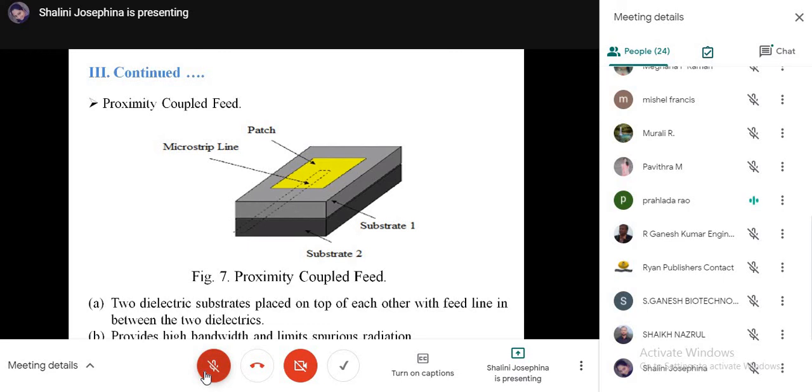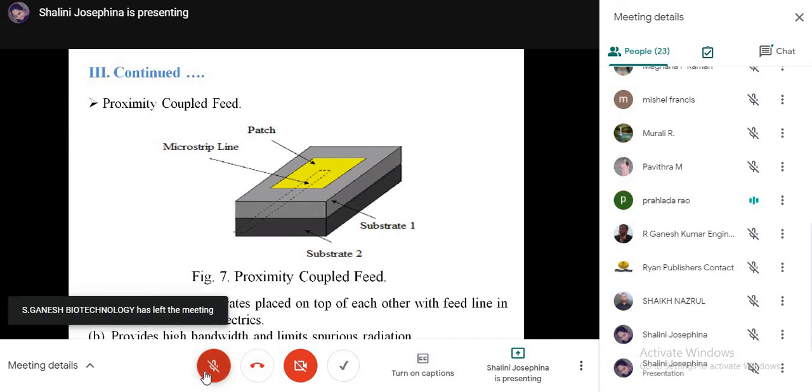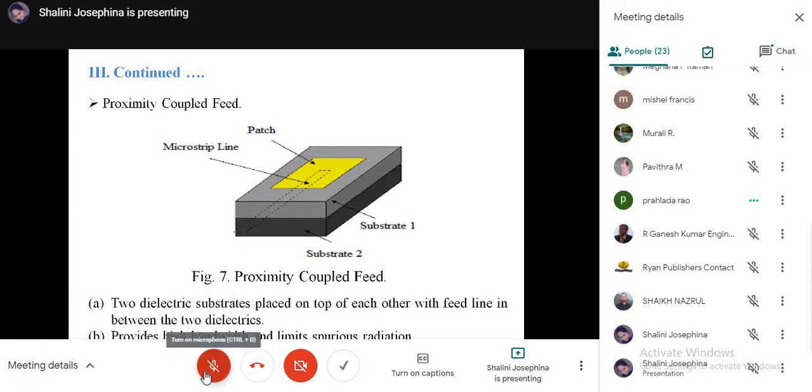That nearness is what is designated here as proximity coupled. The nearness of the feed to the radiating patch, through the process of electromagnetic radiation, is what is called your proximity coupled feed. Proximity is nothing but nearness. The advantage of this method is that it provides a high amount of bandwidth and limits extraneous or spurious radiation. But the disadvantage of this method is that alignment of the two dielectric substrates is difficult. Okay, next slide, madam.